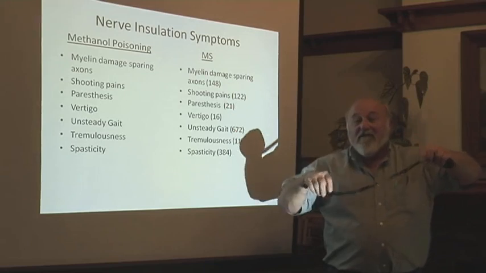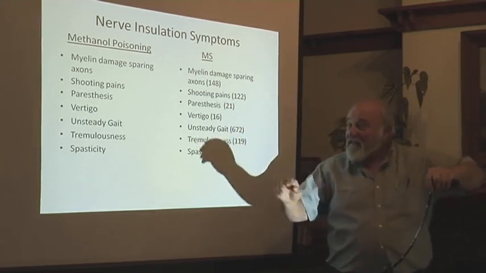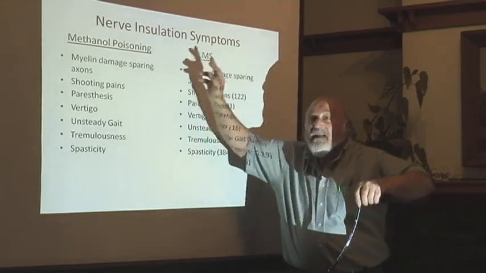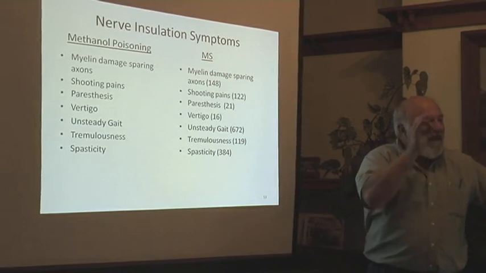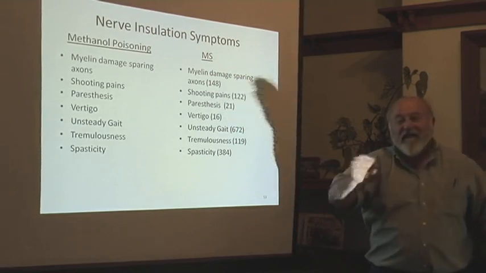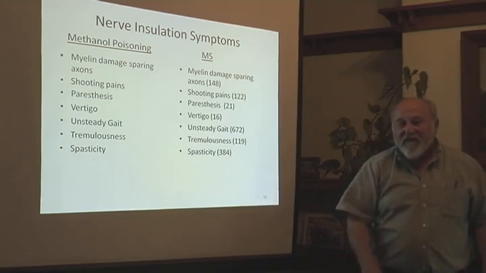Well, I don't know how. I mean, I know how it's done. It's done by macrophages, and that's why you can do it with methanol poisoning and in MS. You look at the slides of a person who suffered myelin damage from methanol poisoning, you can't tell it from a slide of tissue damage from a person who has multiple sclerosis.